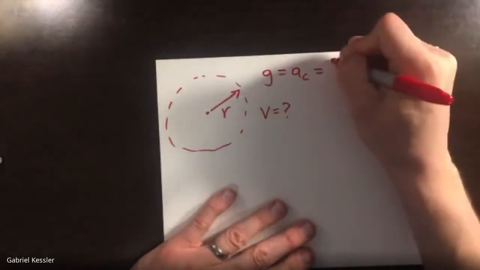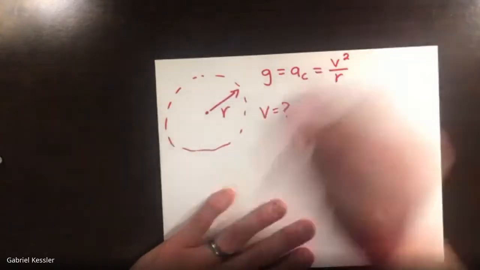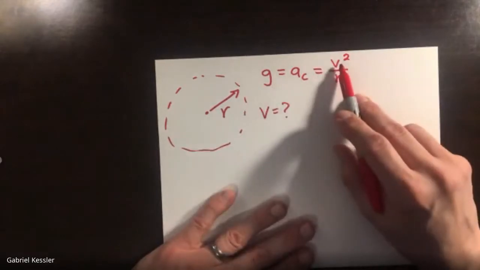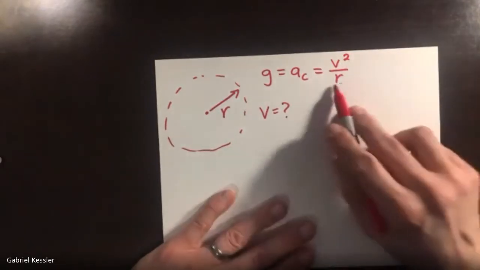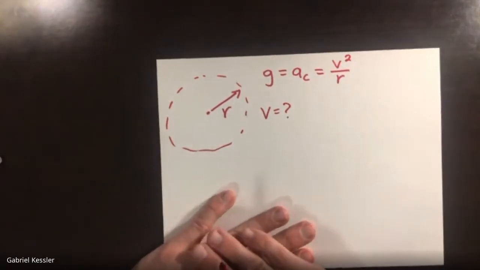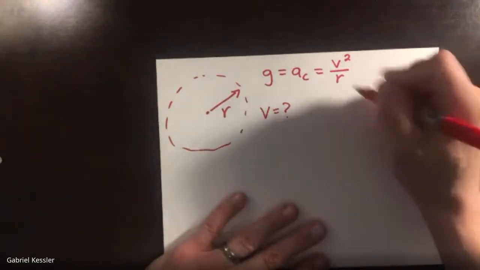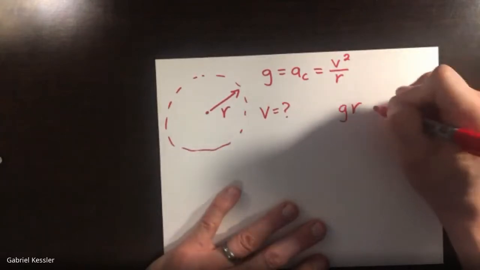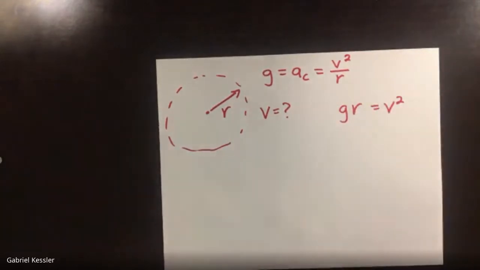Okay, so centripetal acceleration is speed squared over the radius. The g value is given, the speed is what you're looking for, and then you're given the radius in the problem. So that should get you to where you need to go. Take this one step further, you get the acceleration that's given in the problem times the radius equals the speed squared. You should be able to get it from there.